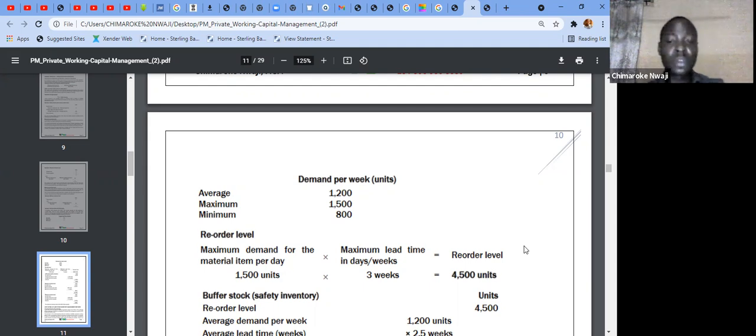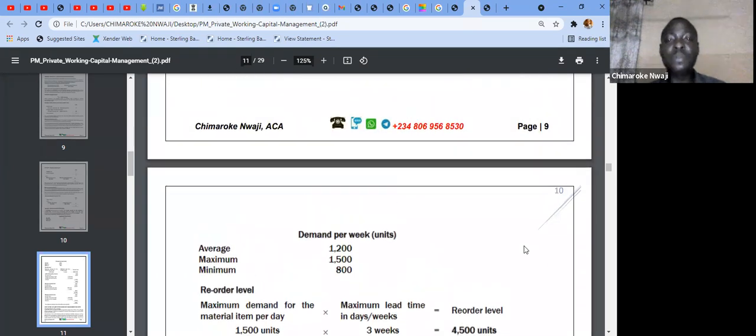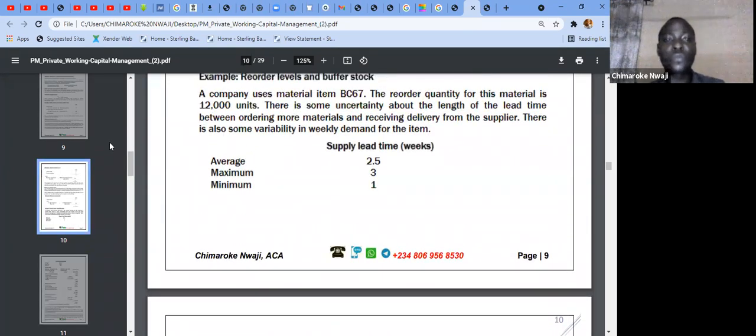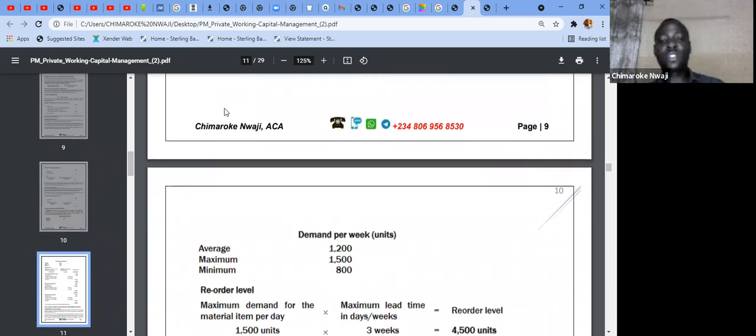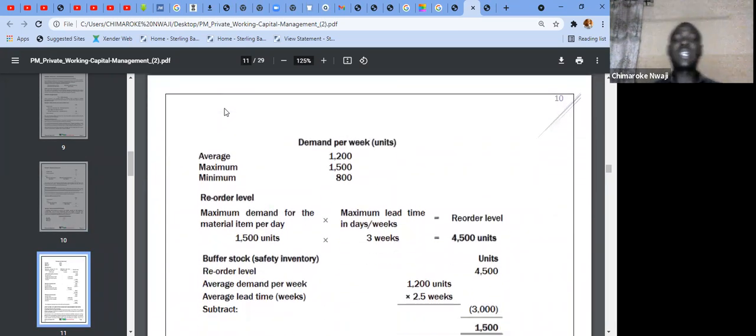What it means is that when your level drops to 4,500 units, that is the time you must place this order of 12,000 units. So as at the time your stock drops to 4,500, you place an order for 12,000 units. So that this thing will not catch you unawares, when your stock level maybe is 6,000, start setting it so that it's giving you a warning. It's getting to your reorder level, keep watching it.